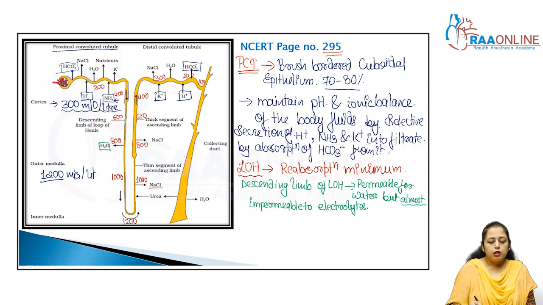Listen carefully. When we study the counter current mechanism, when that NaCl enters the interstitial spaces from the ascending limb of LOH, that NaCl is exchanged with the descending limb of vasa recta, right? So that's why sometimes it is a little bit permeable. It is impermeable to electrolytes, but a little bit goes through the interstitial fluid towards the descending limb of the vasa recta. That's why that word is used here.